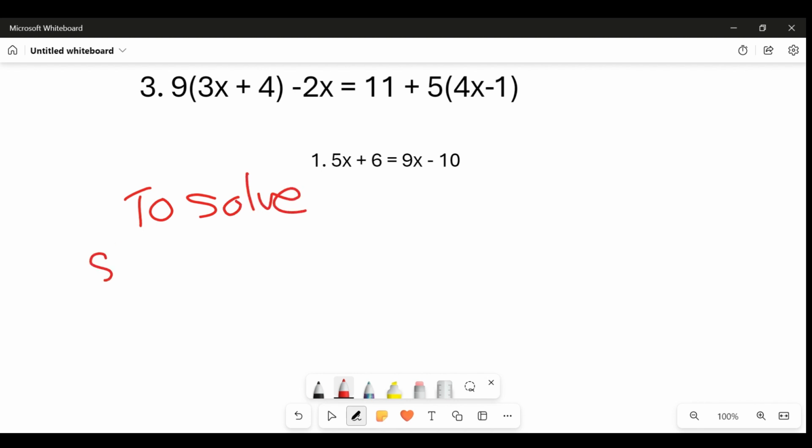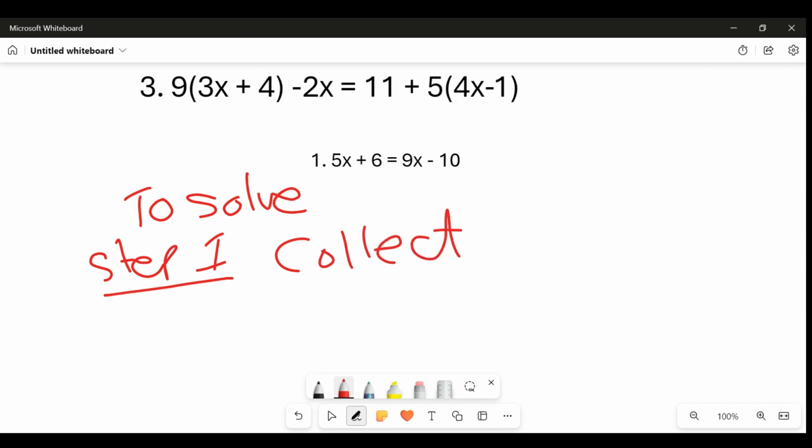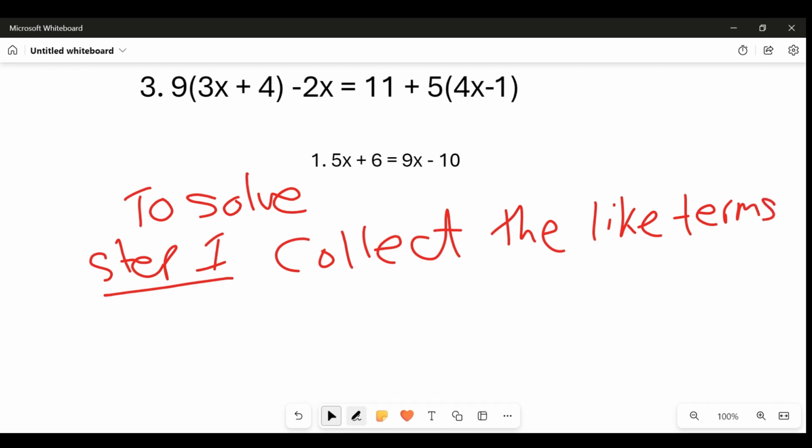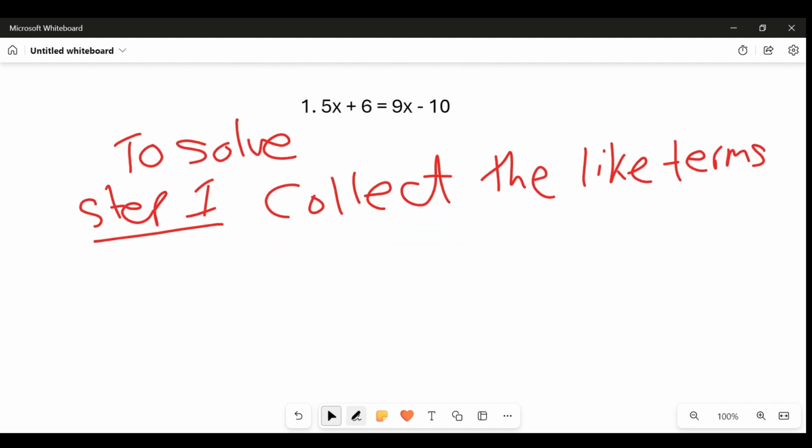Step one: collect the like terms. What does it mean to collect the like terms? What it means is to bring similar figures together, like similar terms together.